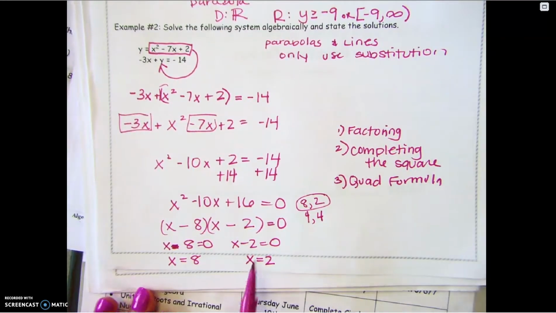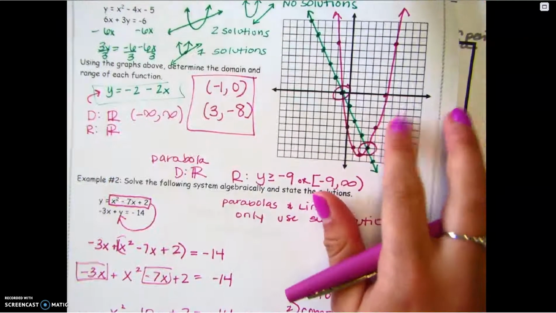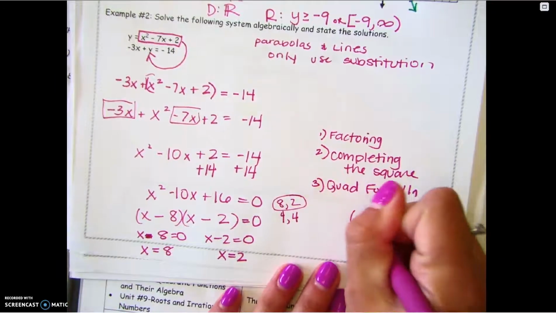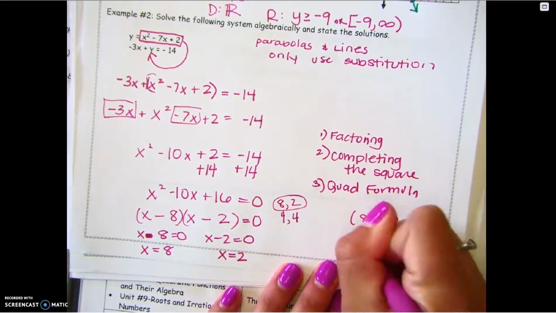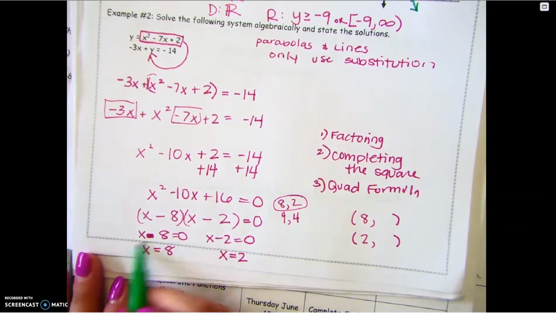So this is an example of a system that had two solutions, just like this one had up here, right? So these are my x values for my coordinate points. So 8 something and 2 something, right? So that's half of my answers. So if you remember, I have to have the point of intersection. So now I got to use one of the equations to find what y is for both.